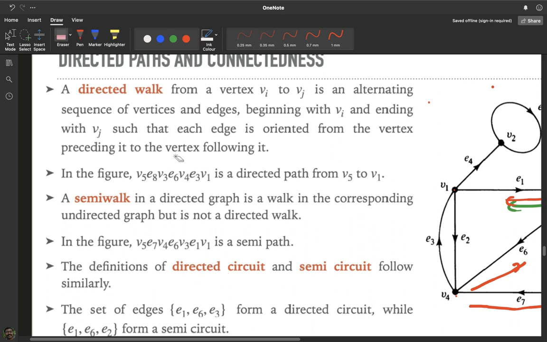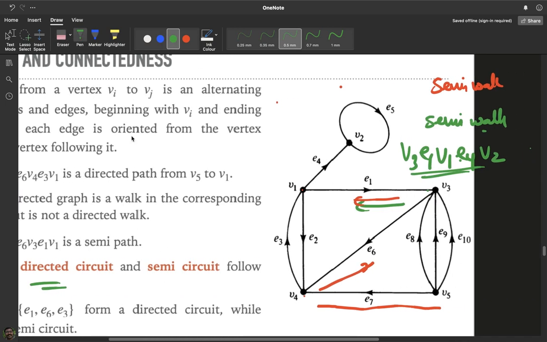If you see a directed circuit, I can give you an example here. If you look at this graph again, can you give me an example of a directed circuit here?